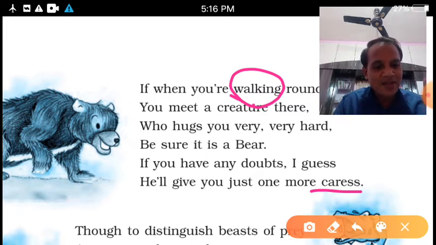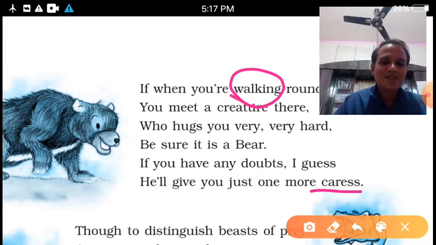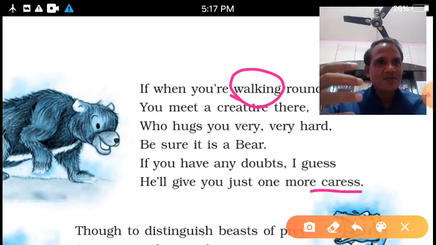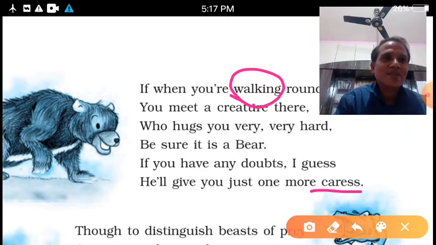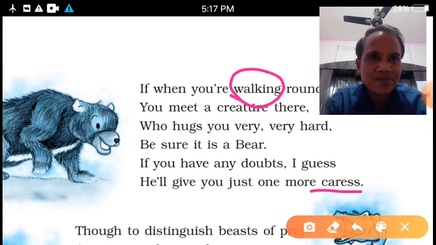If you have any doubt about it, maybe you become confused, you are unable to find out what type of wild animal it is. So definitely at that time, he will give you another loving touch. In short, we call it, the bear will hug you very tightly and tries to harm you.